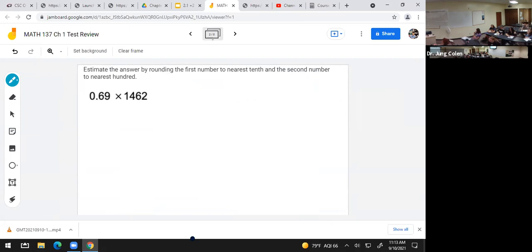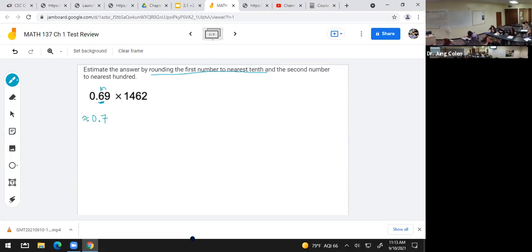Let's take a look at this one. Estimate the answer by rounding the first number to the nearest 10, and the second number to the nearest 100. So let's round this to the nearest 10. What's the 10th place here? 6, right? So I will underline that and look at the next digit, which is greater than 5. So we need to round that up, right? That is approximately 0.7.